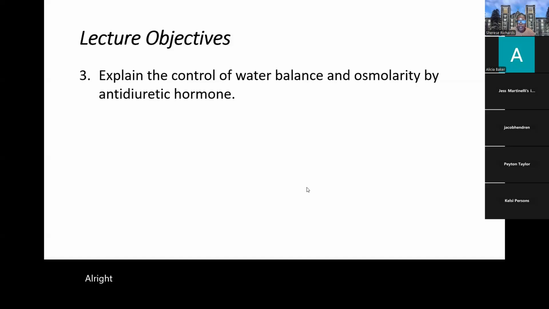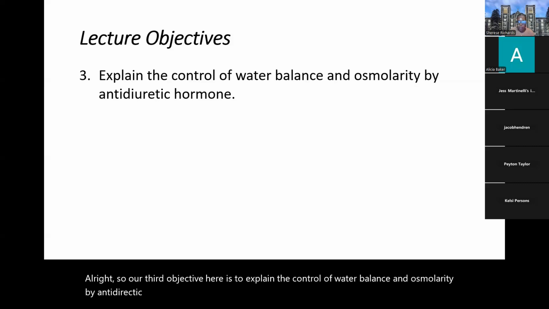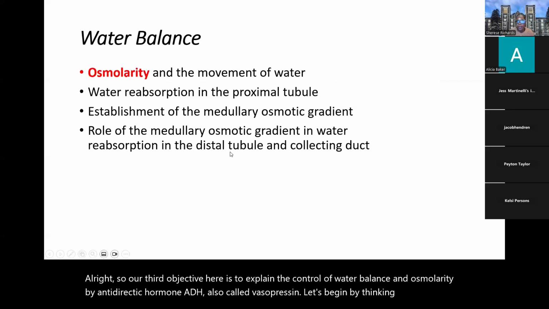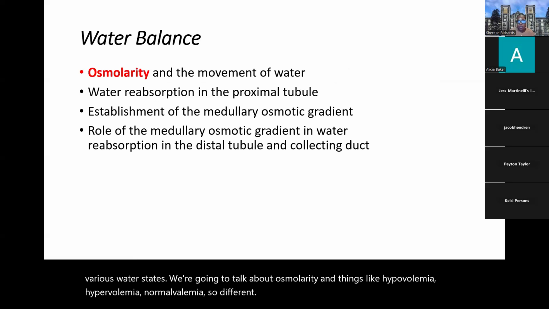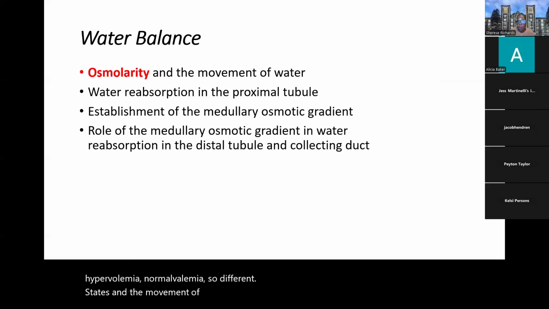Our third objective here is to explain the control of water balance and osmolarity by antidiuretic hormone, ADH, also called vasopressin. Let's begin by thinking about our various water states. We're going to talk about osmolarity and things like hypovolemia, hypervolemia, normovolemia, so different water states, and the movement of water. We'll also talk about water reabsorption.